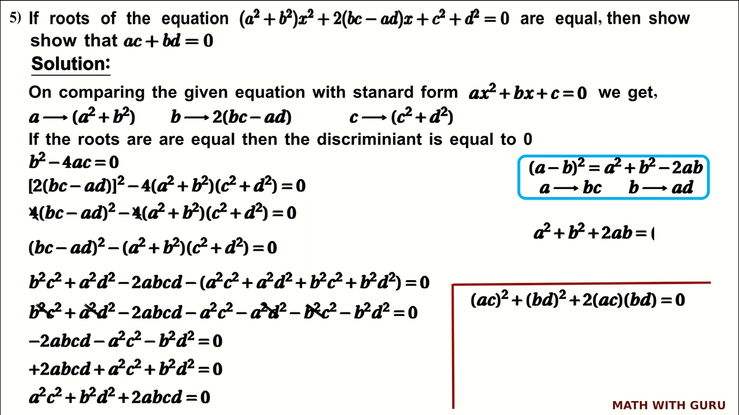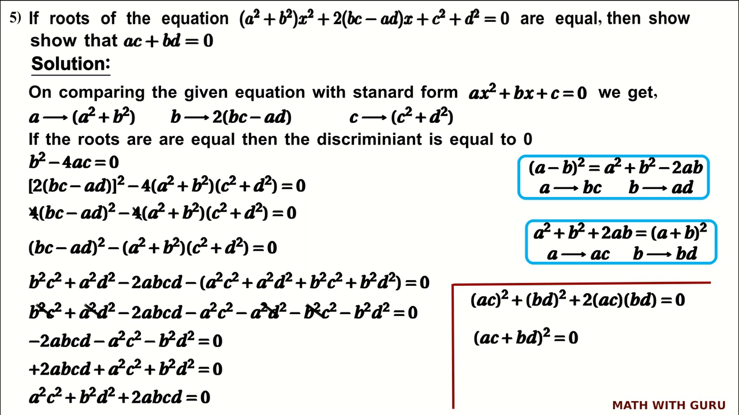This is in the form of a² + b² + 2ab equals (a + b)². A here is ac, b here is bd. Therefore, we can factorize this as (ac + bd)² equals 0. So ac + bd equals square root of 0, which is 0. This is the result we wanted to prove.